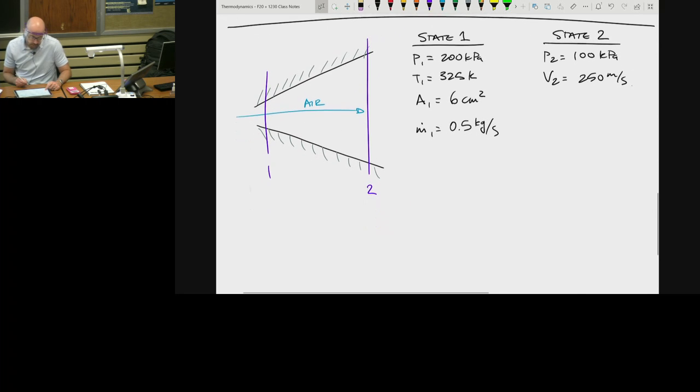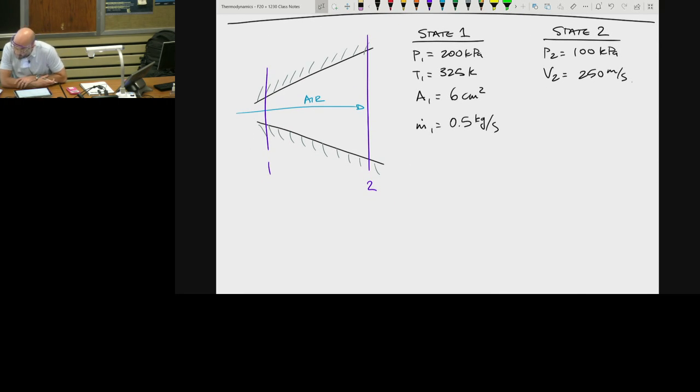So let me read you the official problem statement. It says, at steady state, ding, air at 200 kilopascals, 325 Kelvin, and mass flow rate of 0.5 kilograms per second enters an insulated duct having differing inlet and exit cross-sectional areas. The inlet cross-sectional area is 6 centimeters squared. At the duct exit, the pressure of the air is 100 kilopascals and the velocity is 250 meters per second. Neglecting potential energy effects, ding, and modeling air as an ideal gas, ding.